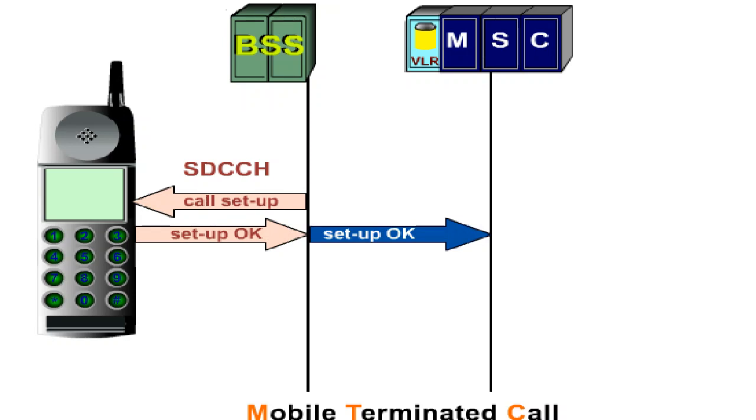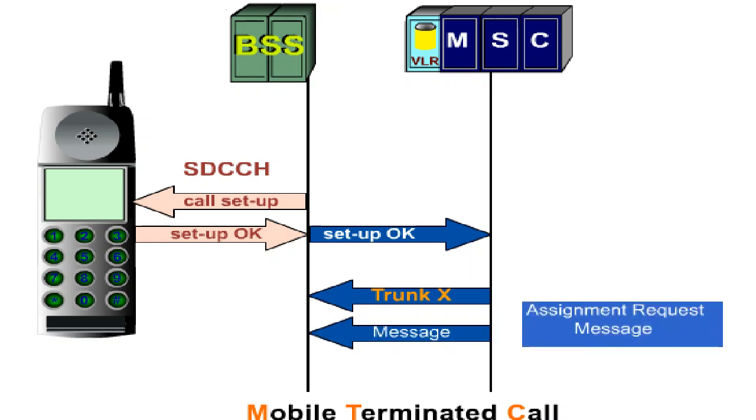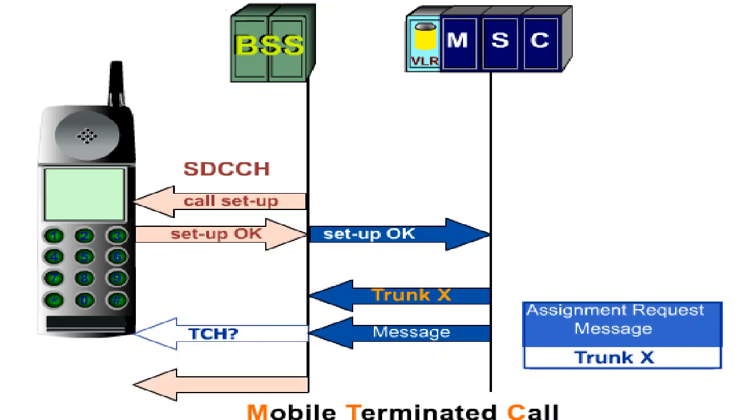Now, the MSC selects a terrestrial channel of the A interface, also called a trunk, for the transmission to the BSS. It sends a message, an assignment request message, to the BSS, asking it to allocate a free resource on the air interface. This message contains information on the trunk used, so later on the data stream functions perfectly. After receiving the assignment request message, the BSS allocates a suitable traffic channel and transmits this allocation via the SDCCH to the mobile station. This must now prepare itself for a configuration of its air channel.